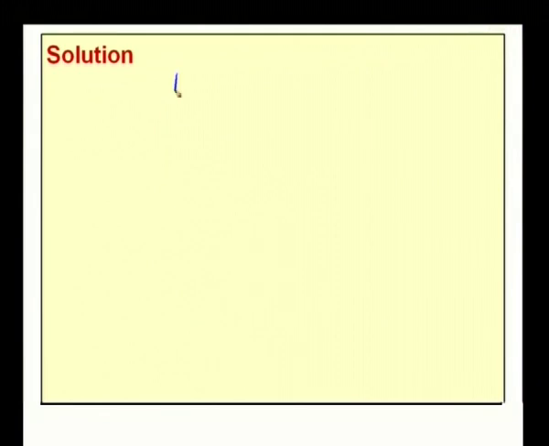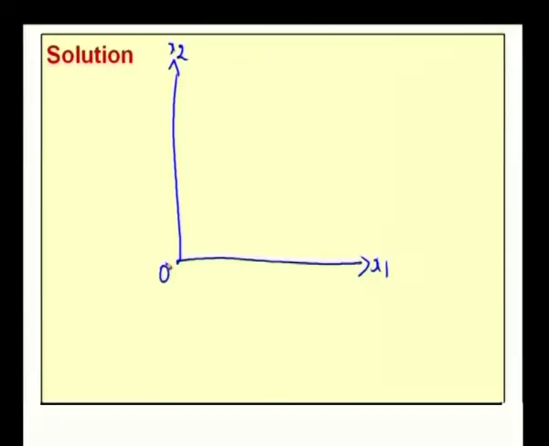Now, we will consider the rectangular Cartesian coordinates O x1 x2. This is our x1 axis, this is our x2 axis, and this is our origin. By temporarily ignoring the inequality sign of the constraints, we plot those constraint equations in the Cartesian coordinates. The first constraint is x1 plus x2 greater than or equal to 4. Ignoring the inequality sign, we have the equation x1 plus x2 equal to 4.